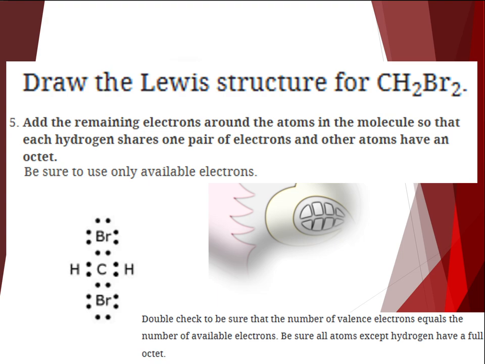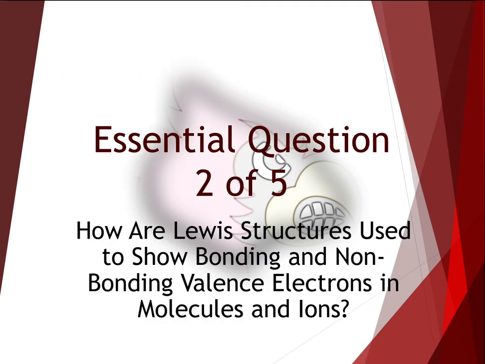And lastly, we can double check to be sure that the number of valence electrons equals the number of available electrons. Again, the 20 electrons that we established at the beginning of the sample problem. Be sure that all atoms except for hydrogen have a full octet. At this point, you should be able to generate a full and appropriate response to today's essential question. How are Lewis structures used to show bonding and non-bonding valence electrons in molecules and ions?